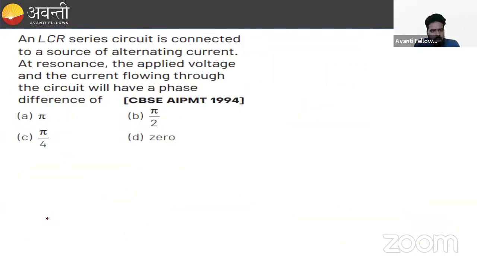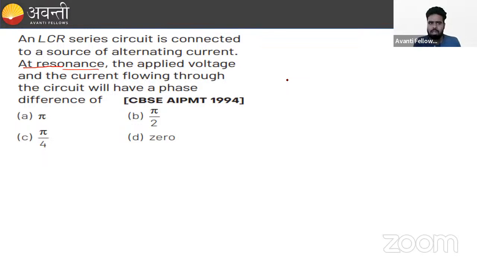In the next problem, again it is given that an LCR circuit is connected to a source of alternating current, at resonance. Check the problem and read the question very carefully. Whenever the problem mentions the condition of resonance, write down all the information you know about what happens in the resonance condition, right?